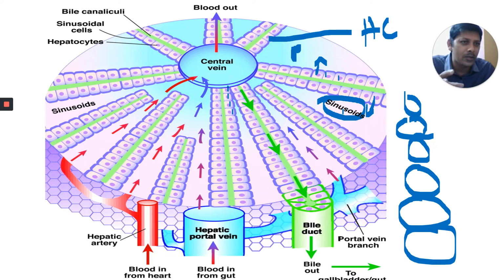So what is meant by sinusoid here? Very important point. You know in the cockroach there are sinuses: middle sinus, dorsal sinus, ventral sinus, head sinus. But here we have the sinusoid in the liver. If you look at the hepatic artery here, it is releasing blood into one open space. This open space is called sinusoid.